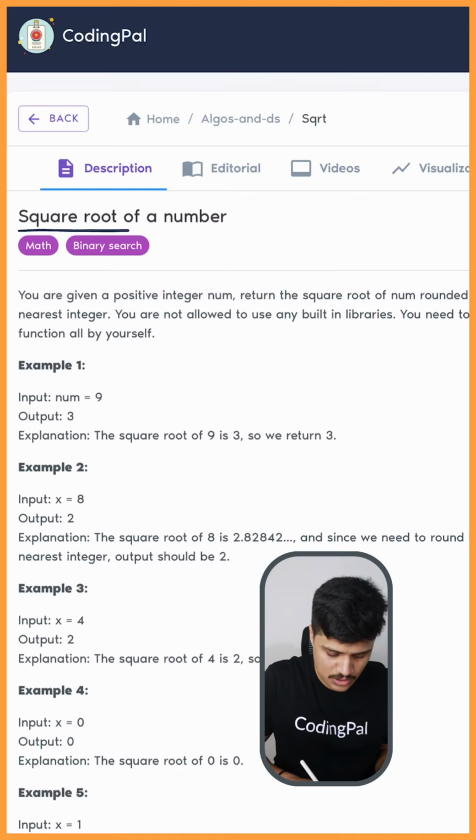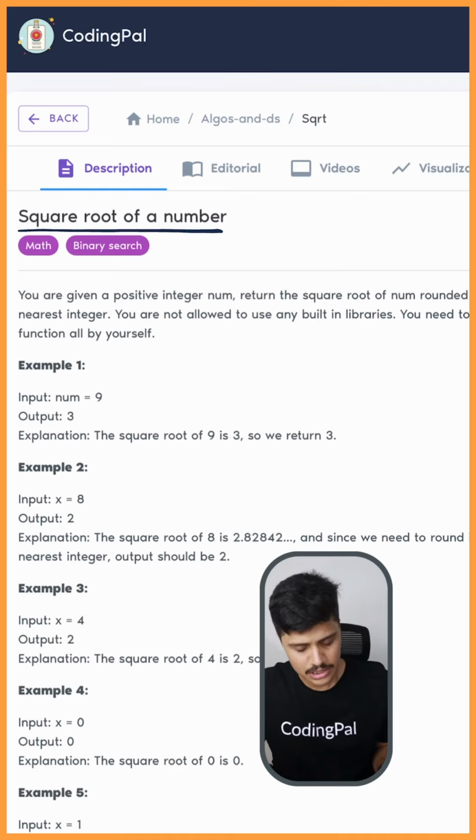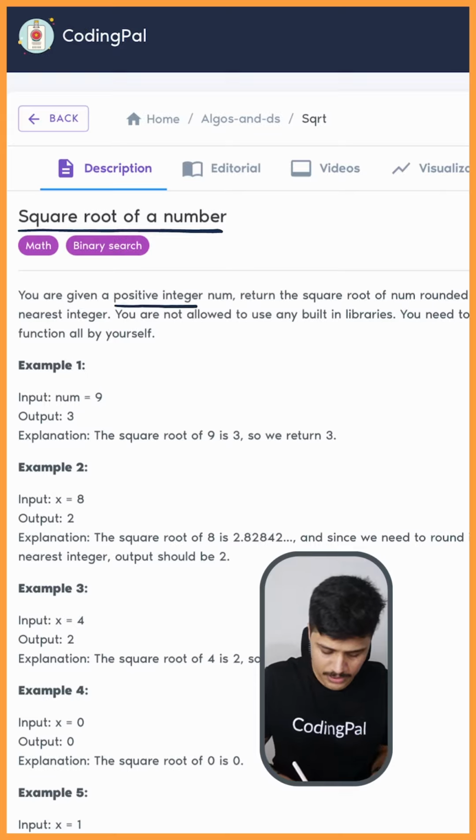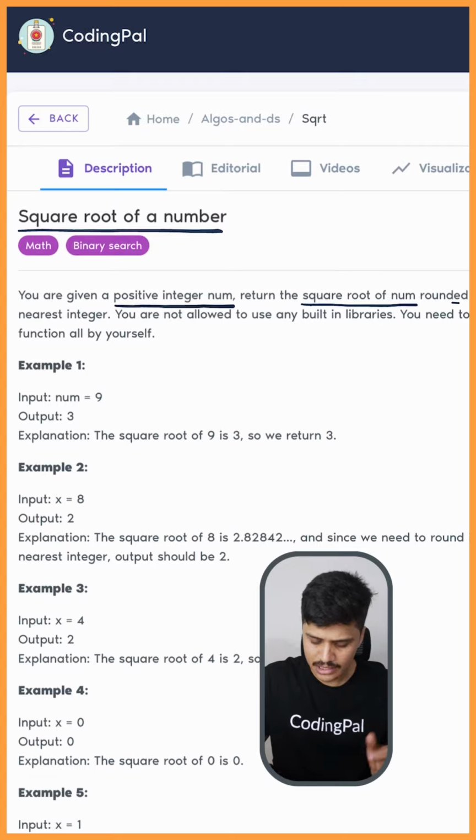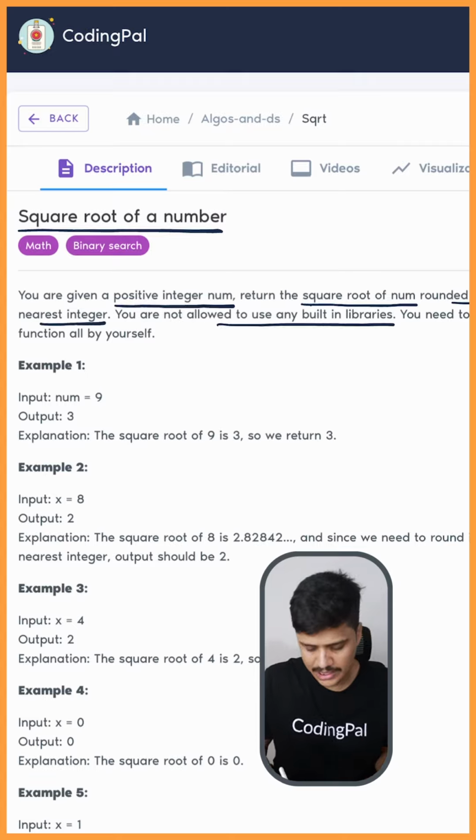Hi everyone. As part of today's problem, let's try to understand and solve the square root of a number. The problem statement is pretty straightforward. We will be given a positive integer called number. Our aim is to find the square root of this number rounded down to the nearest integer. You are not allowed to use any built-in libraries. Basically, we need to implement it all by ourselves.